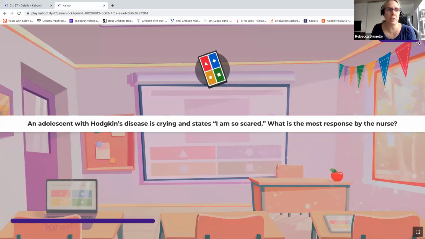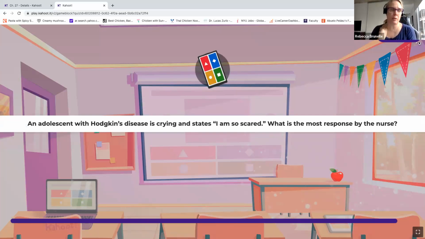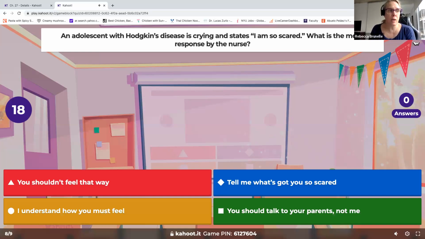So an adolescent with Hodgkin's disease is crying and states, "I am so scared." What is the best response by the nurse? "You shouldn't feel that way." "I understand how you must feel." "Tell me why you're so scared," or "You should talk to your parents, not me."